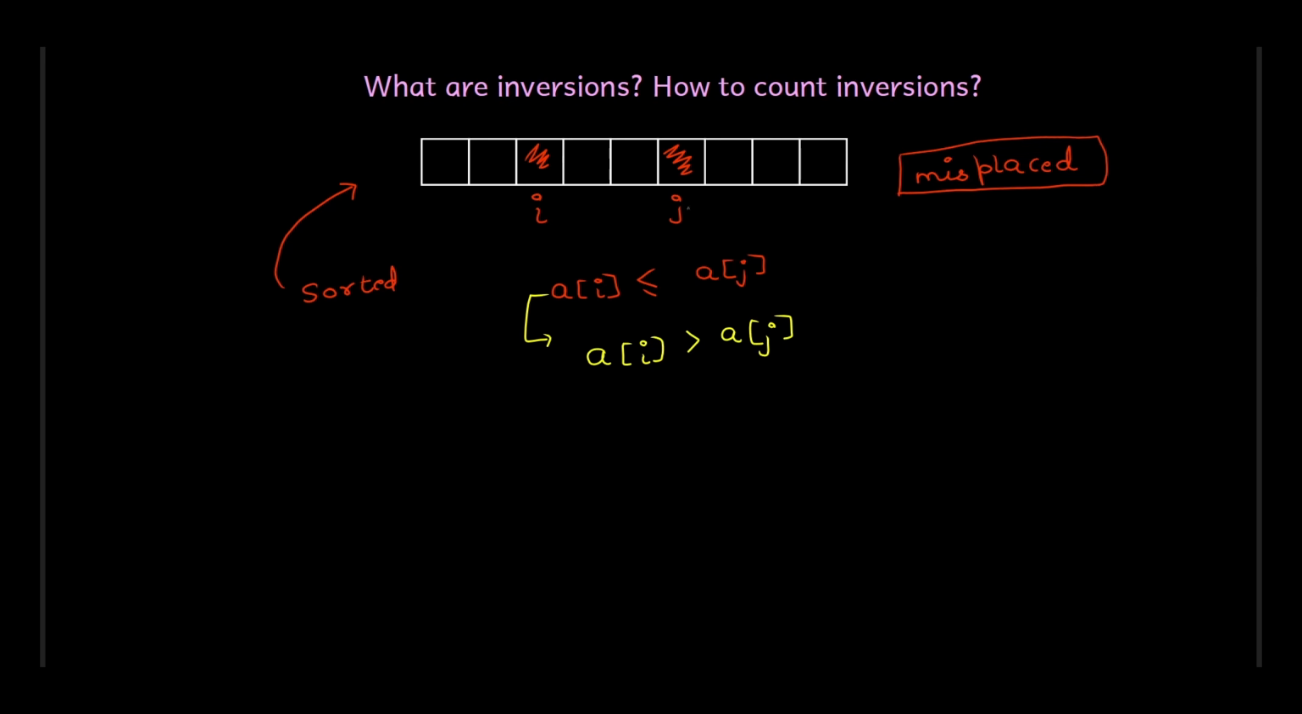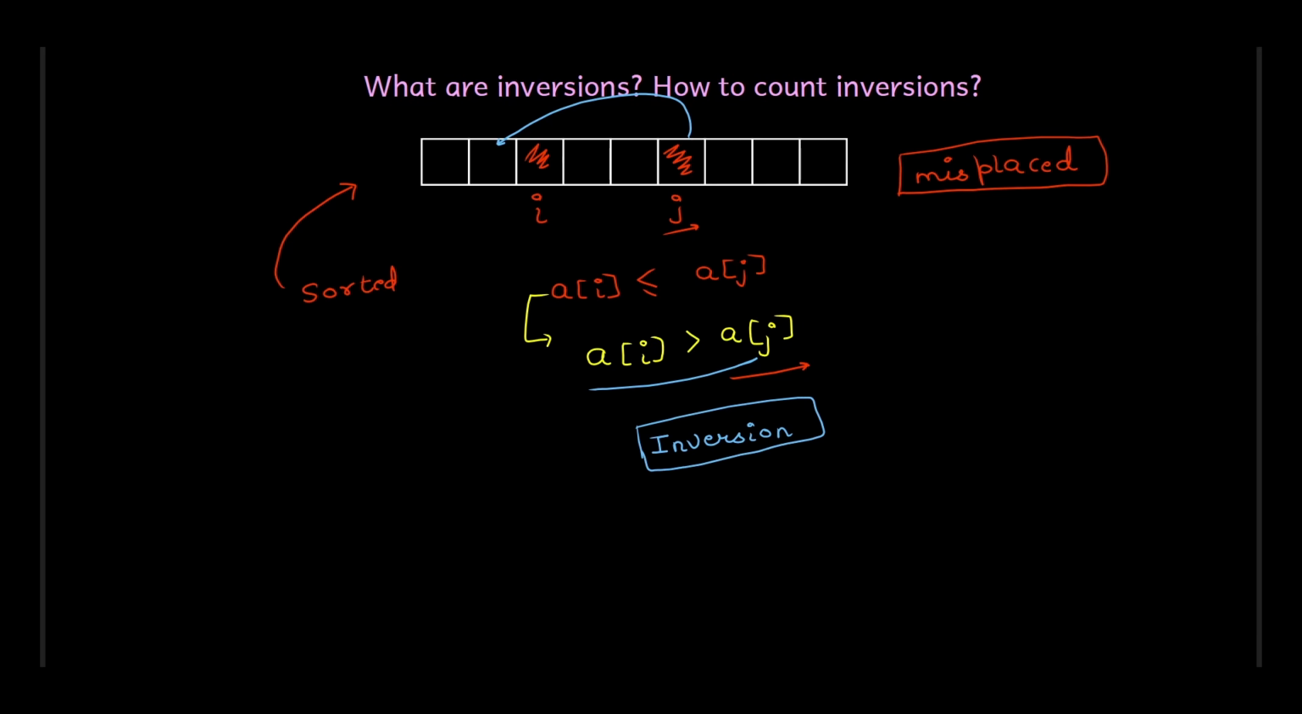Why? Because in the sorted version, a smaller element should have appeared before the bigger element. But if this is not true, then we say that these elements or these indices contribute to an inversion. So they form an inversion pair.